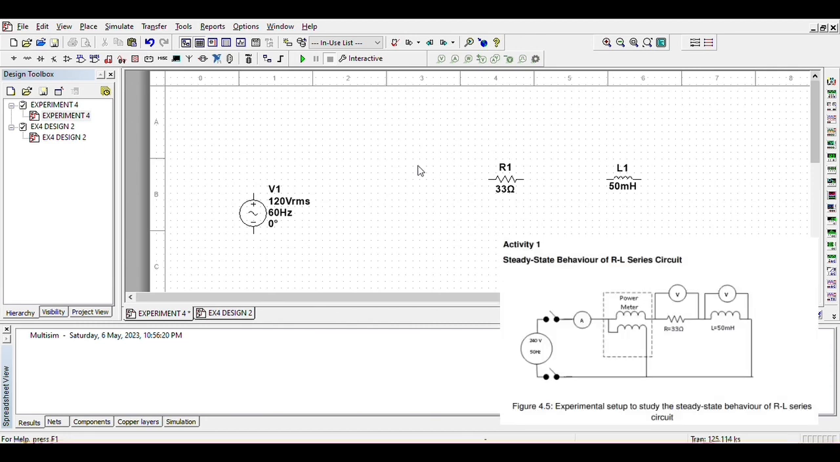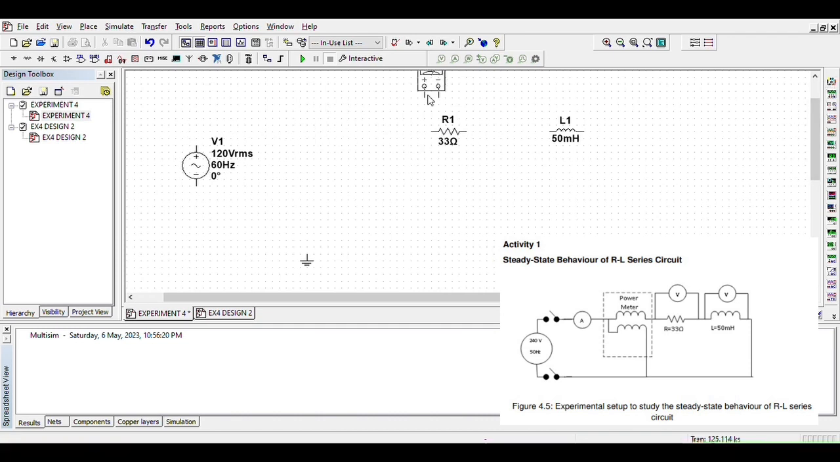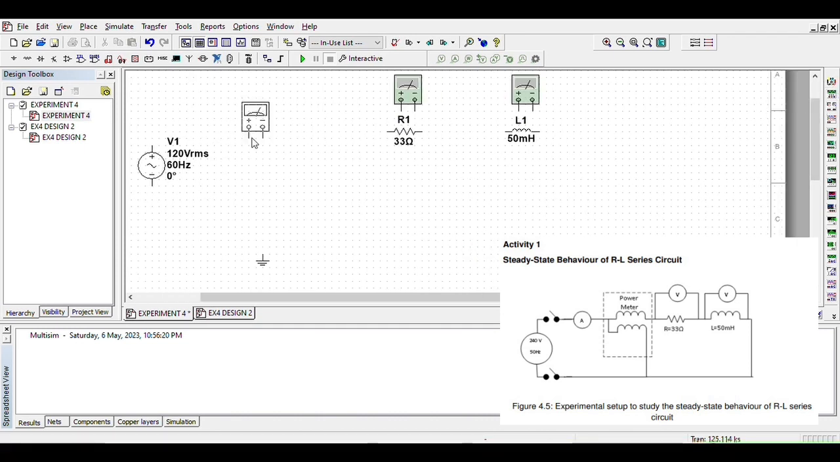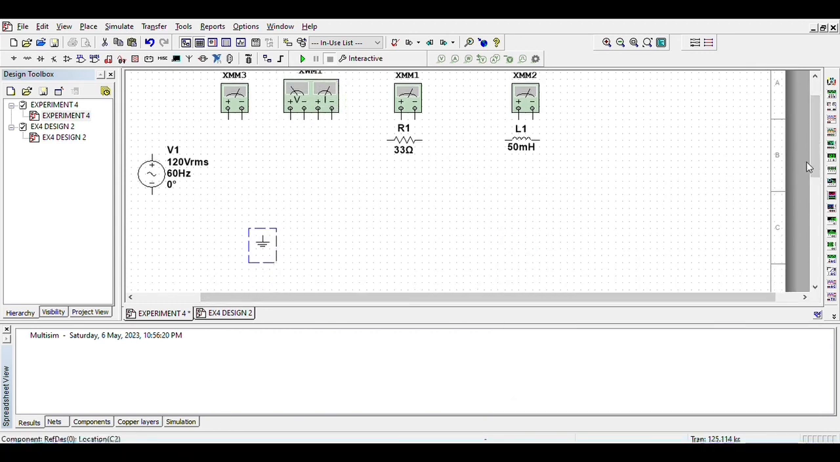For activity 1, question 1 is to find the value of current, the value of power, the value of voltage resistor, and also the value of voltage inductor. To find all the values of the components, we decided to use the multimeter to find the value of current and also the voltage, except for power, where we're going to use the wattmeter.